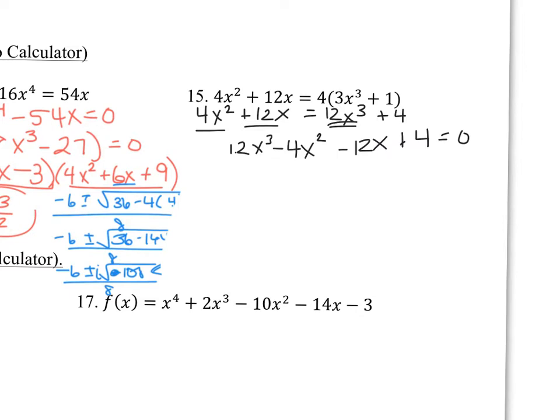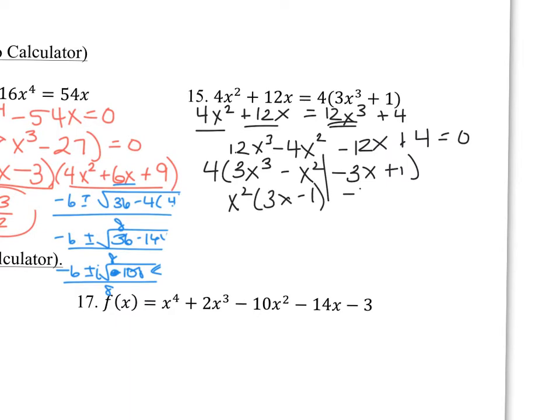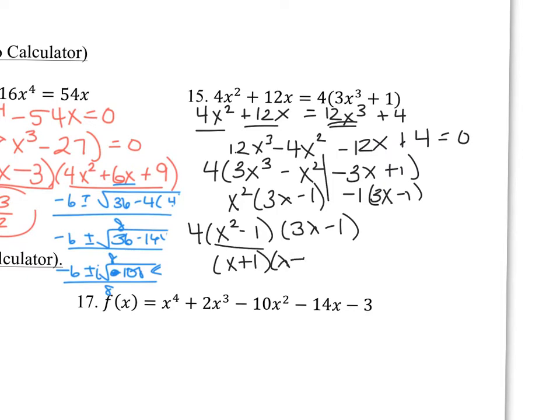So I am first going to take out a GCF of 4. I'm left with 3x cubed minus x squared minus 3x plus 1. Now I can factor by grouping. Take out an x squared, I'm left with 3x minus 1. Take out a negative 1, I'm left with 3x minus 1. So I have 4 times x squared minus 1 times 3x minus 1. That's a difference of squares, so I can factor it further. All my solutions are plus or minus 1 and 1/3.